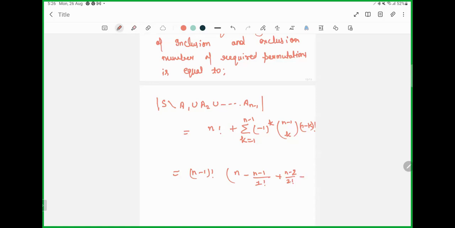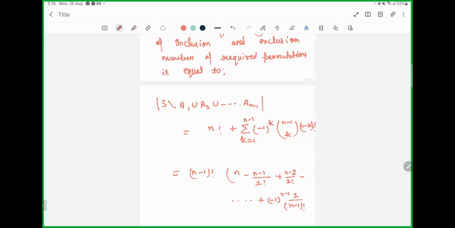Then (n minus 3) by 3 factorial plus 1 minus 1 to the power n minus 1 by (n minus 1) factorial. This will be your, can you put k equals to n. If you put k equals to n minus 1, so minus 1 to the power n minus 1, n minus 1 to n minus 1 is 1, then n minus. This is above n minus 1 factorial.